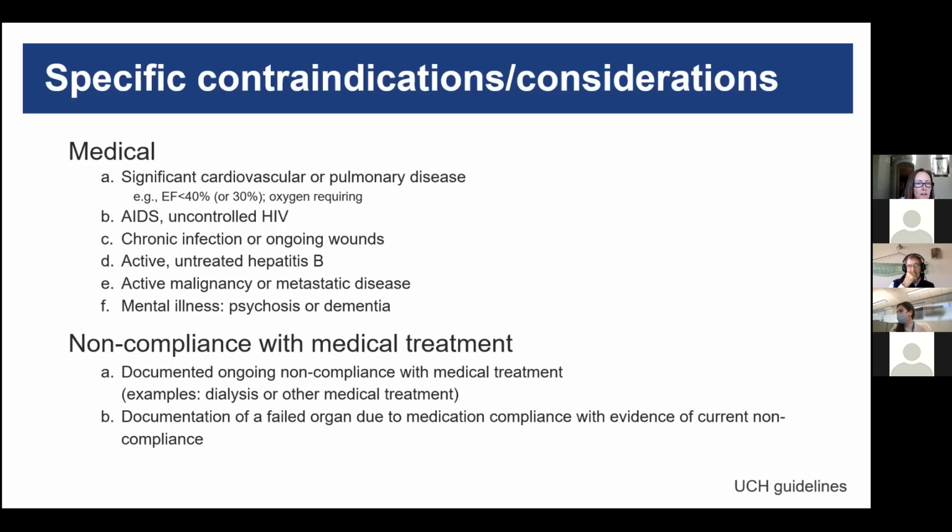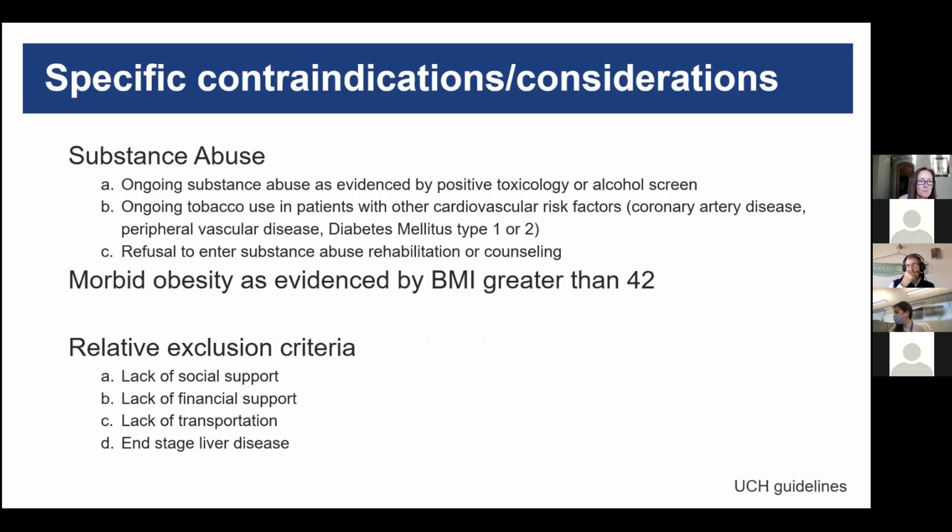Other things are AIDS, uncontrolled HIV, chronic infection, untreated Hep B, active malignancy, mental illness, evidence of non-compliance, ongoing substance abuse, which does include tobacco use in patients with other cardiovascular risk factors, and morbid obesity as evidenced by a BMI greater than 42. So the relative exclusion criteria are lack of social support, lack of financial support, lack of transportation, and end-stage liver disease.